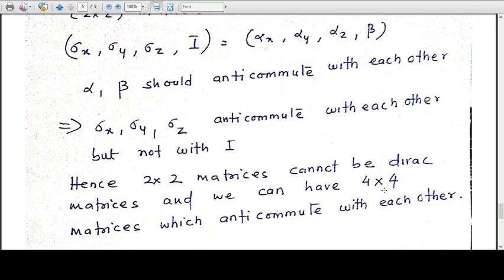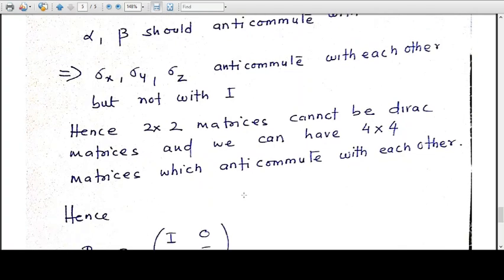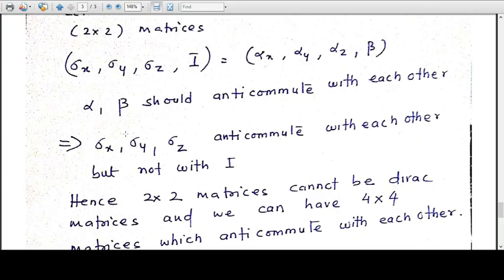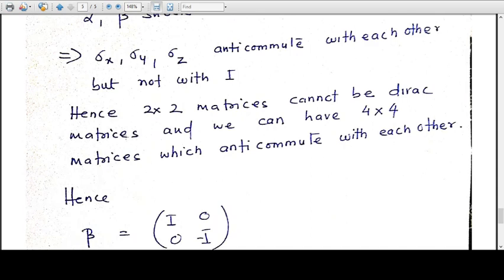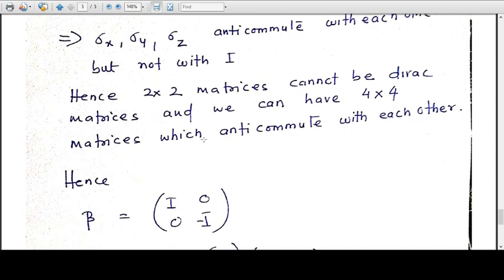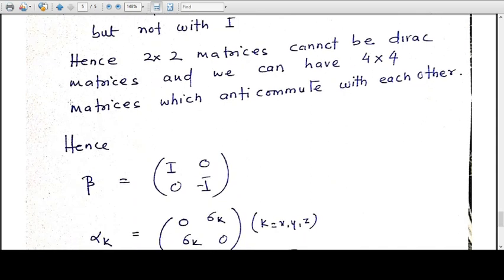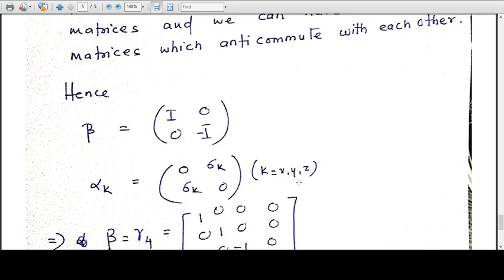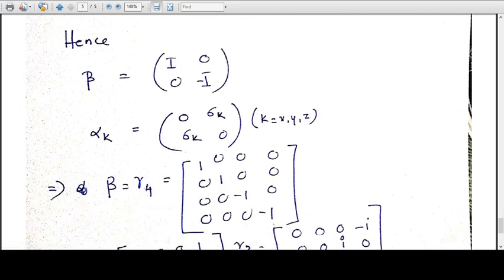And we can have 4 into 4 matrices which anti-commute with each other. So now what is the solution? We have a set of Pauli matrices, but Pauli matrices in their original form cannot be used. So now what will we use? We will use a 4 into 4 matrix in this form: I, minus I, 0, 0. Let us name this gamma 4. Beta can also be written as gamma 4, which is also a representation of the Dirac matrices: 1, 1, minus 1, minus 1. Now it is a 4 into 4 matrix and it is traceless.